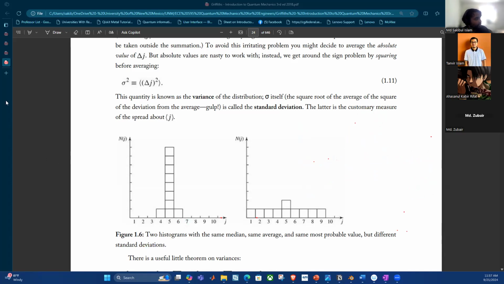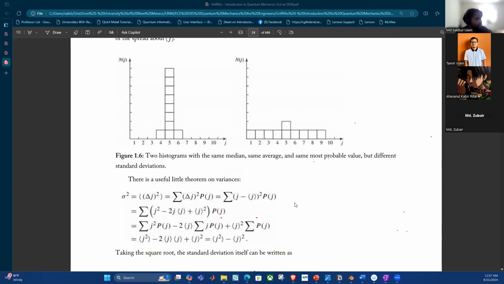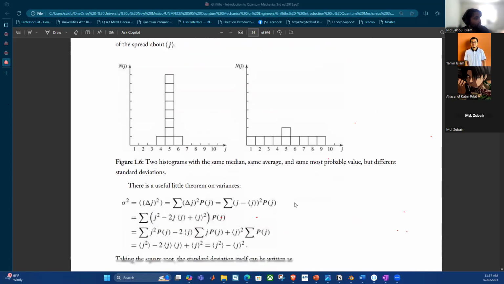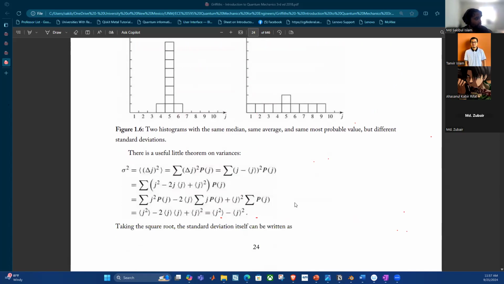That is the basic. So what did we learn so far? We learned how to calculate the average. We learned what is the standard deviation, and what is the variance. Sigma square is the variance. So similarly, that is the theorem. That is the sigma square. What is the sigma square? Sigma square is the average of the spread, the square of the spread.